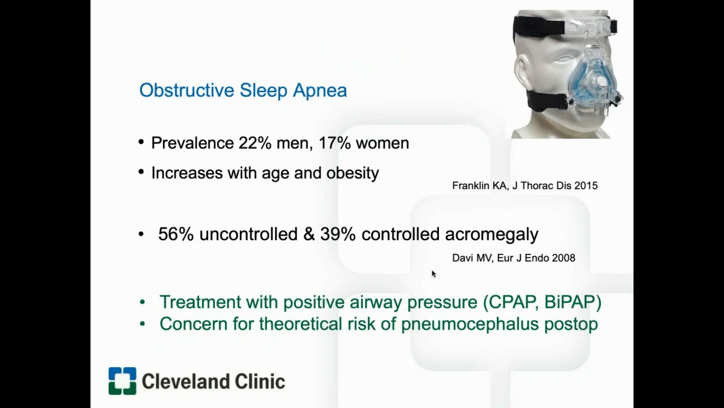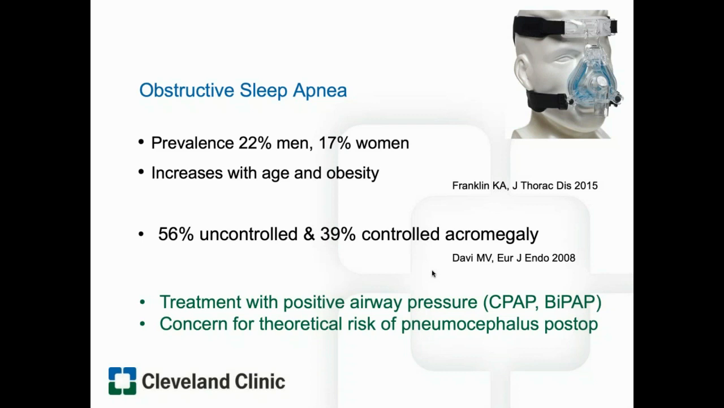How about sleep apnea? Sleep apnea is something that's very common in all patients. In the general population in the US, prevalence is estimated to be about 20%. It's a little more common in men, and it increases with age and obesity. What's relevant in our population for pituitary is that patients who have acromegaly have a very high rate of sleep apnea.